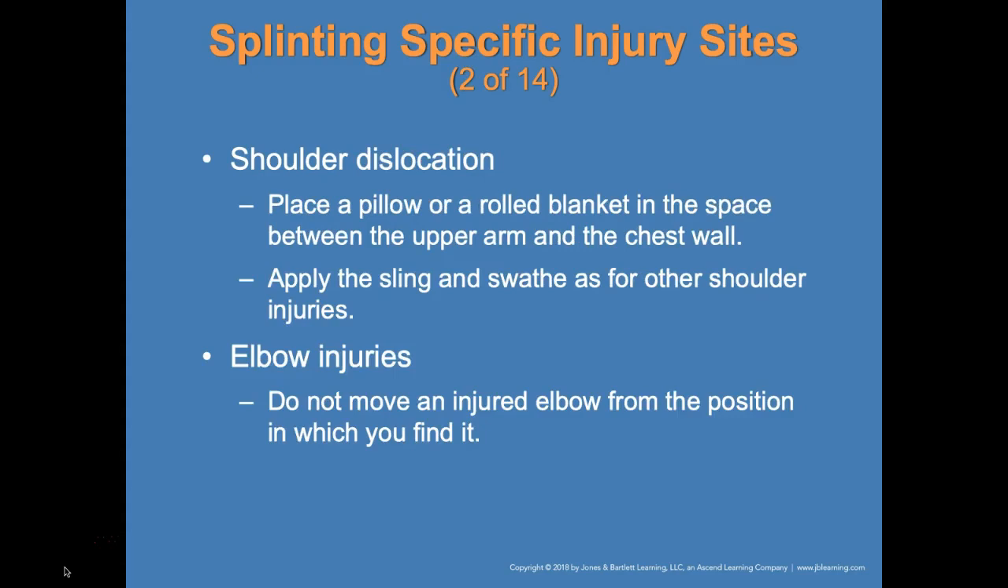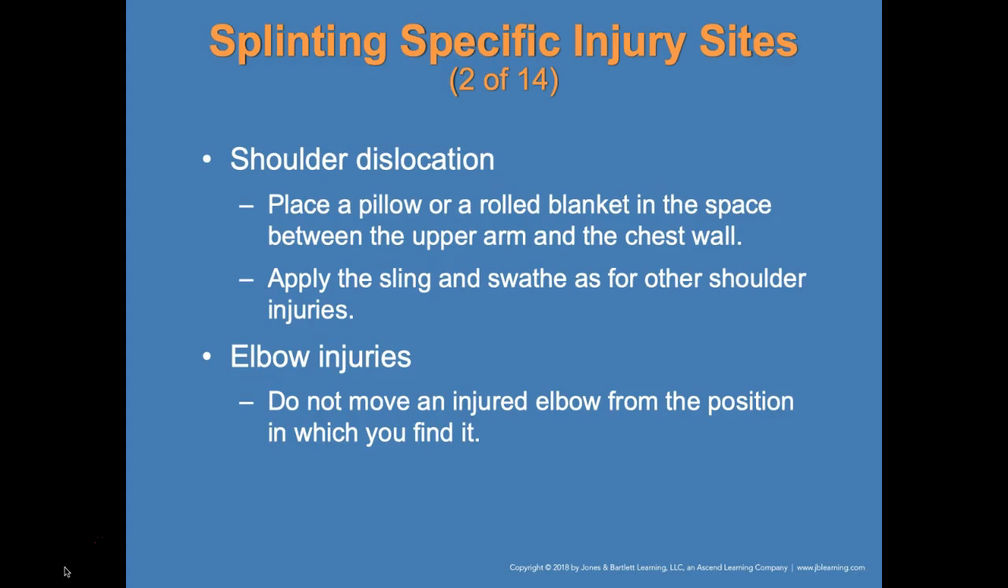Now, shoulder dislocations are the shoulder injuries that are most difficult to immobilize with a sling and swath. Because that shoulder is dislocated, there's now space between the arm and the chest, so you can't bring the arm tight to the chest. What we do is put a rolled blanket in that space and then apply the sling and swath as we did for the other one. Remember to always check for pulse, motor, and sensory functions before and after doing it.